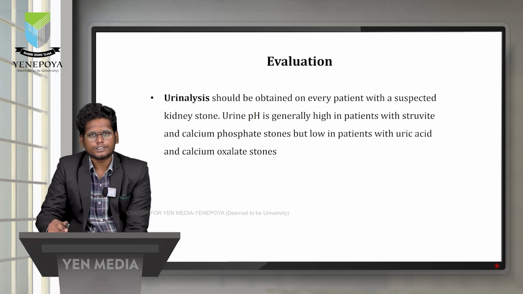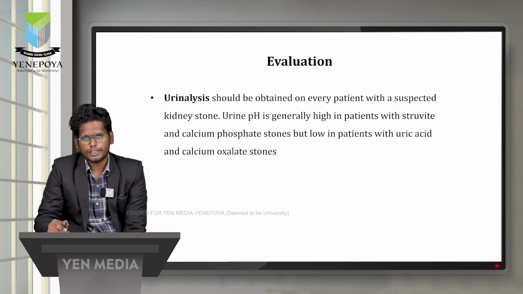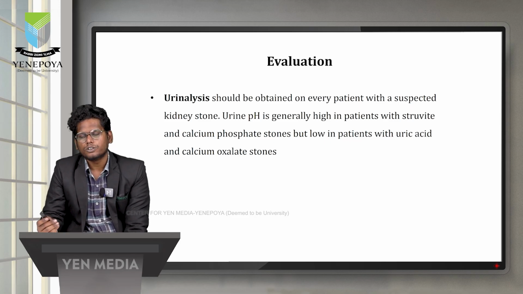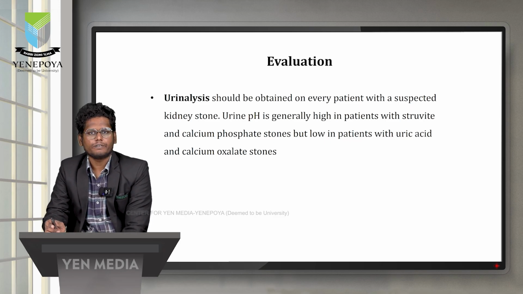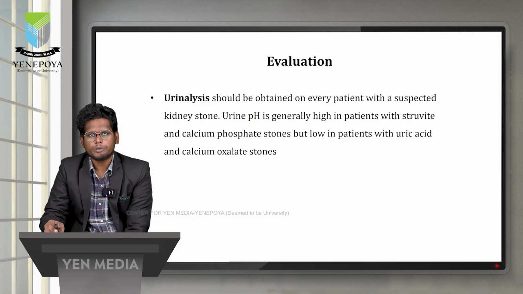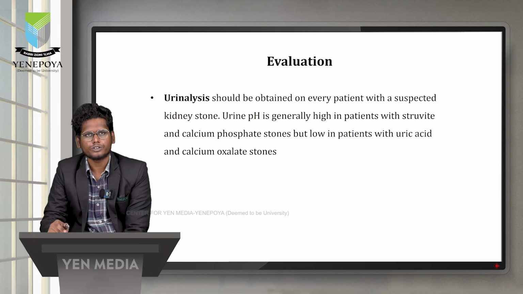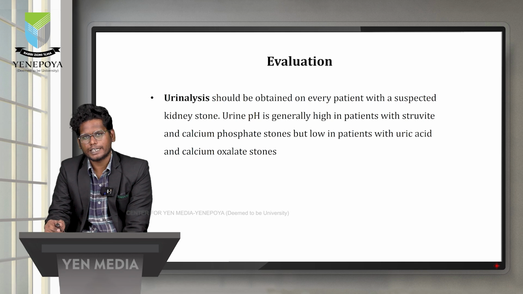Then evaluation, how are we going to evaluate? First of all, the evaluation is based on urine analysis. Whenever we do a urine analysis, we need to look for hematuria, which is seen most commonly in patients who are affected with renal stones. So urine analysis should be obtained on every patient with a suspected kidney stone. Urine pH is generally high in patients with struvite and calcium phosphate stones, but low in patients with uric acid and calcium oxalate stones.